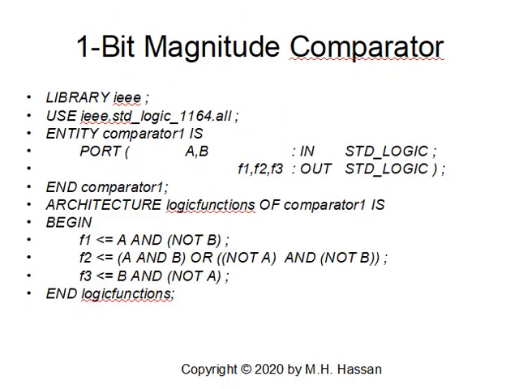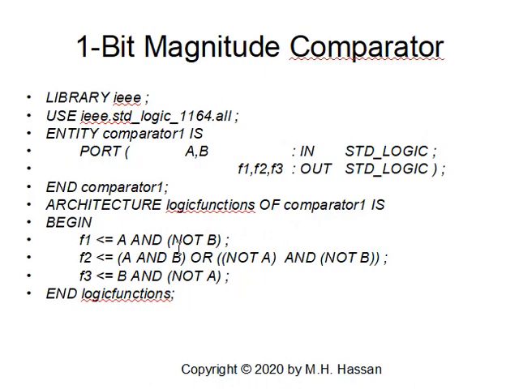Now let's do the 1-bit magnitude comparator. I have entity comparator 1, the inputs A, B, and I'm comparing A with B with 3 output functions F1, F2, F3. F1 if A is larger than B, F2 if they are equal, and F3 will be equal to 1 if A is less than B. I will add comparator 1, which is the entity name. Architecture logic function of comparator 1 is begin.